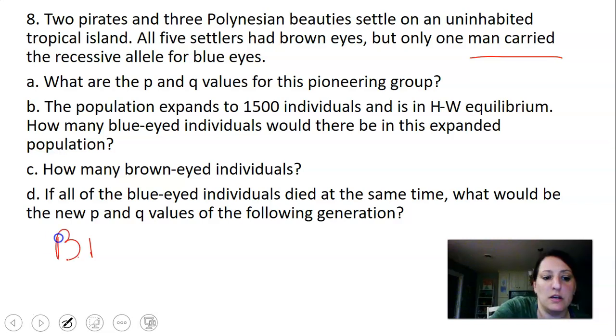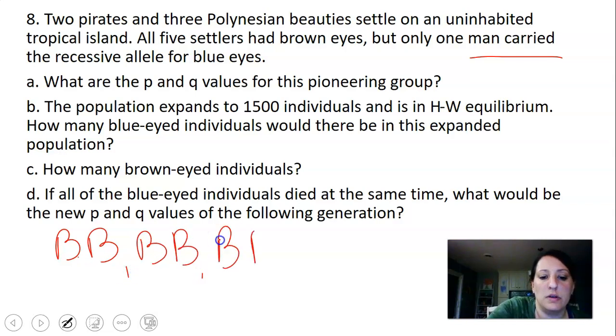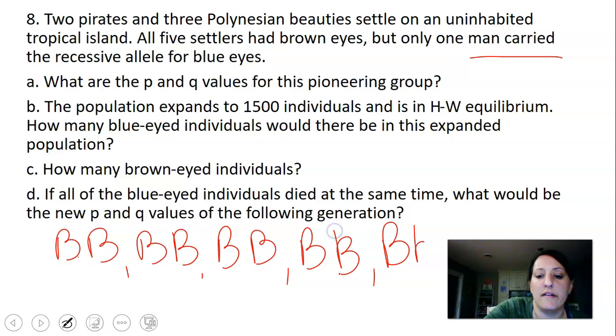So here we go. We've got big B, big B. There's 1. Big B, big B. There's 2. Big B, big B. There's 3. Big B, big B. There's 4. And our 5th settler is going to have this genotype, big B little b. Those are our 5 colonizing people.